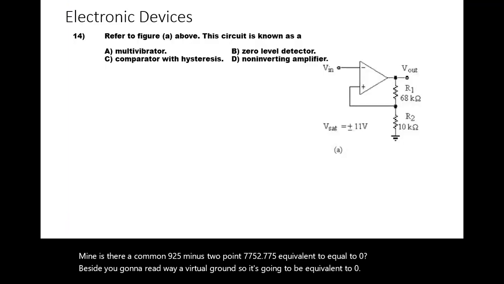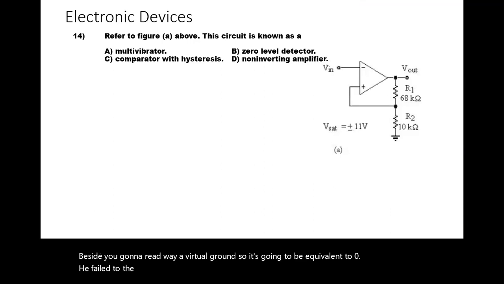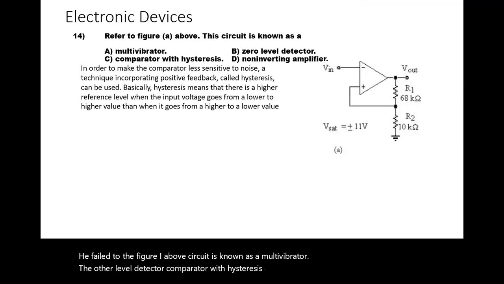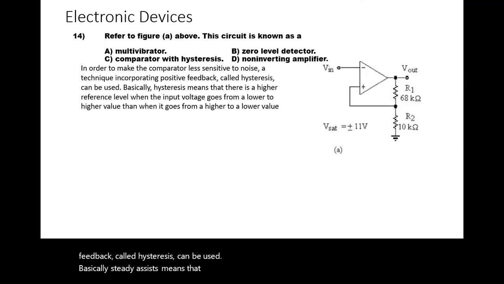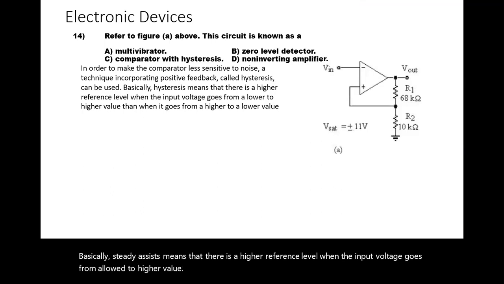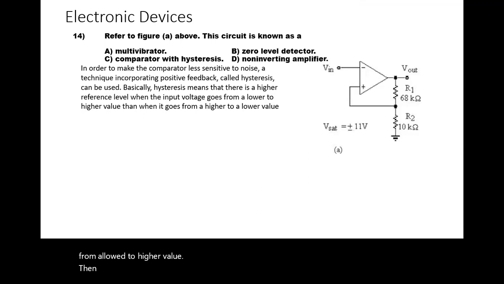Refer to the figure A above. This circuit is known as a multivibrator, zero level detector, comparator with hysteresis, non-inverting amplifier. In order to make the comparator less sensitive to noise, a technique incorporating positive feedback called hysteresis can be used. Basically, hysteresis means that there is a higher reference level when the input voltage goes from a lower to a higher value than when it goes from a higher to a lower value. So in this case, that is a comparator with hysteresis.